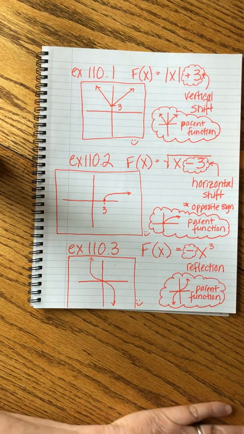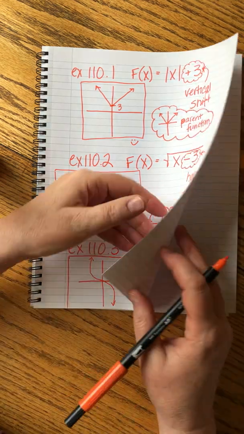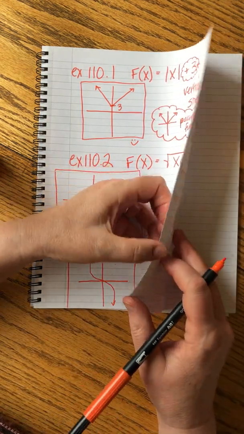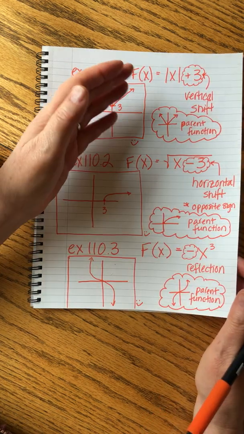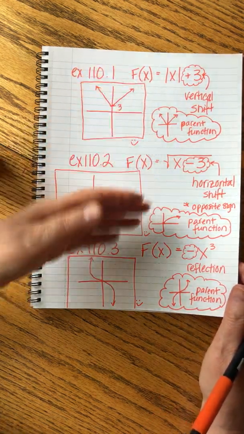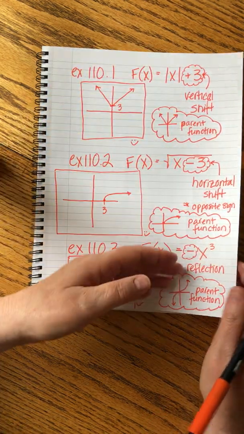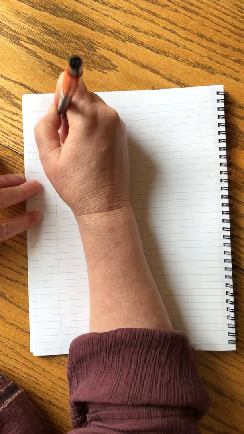Beautiful. And one more. And this last one is called a combination because it's going to combine, these are the 3 different types, right? Verticals, horizontals, and reflections. This problem is going to combine them. What?